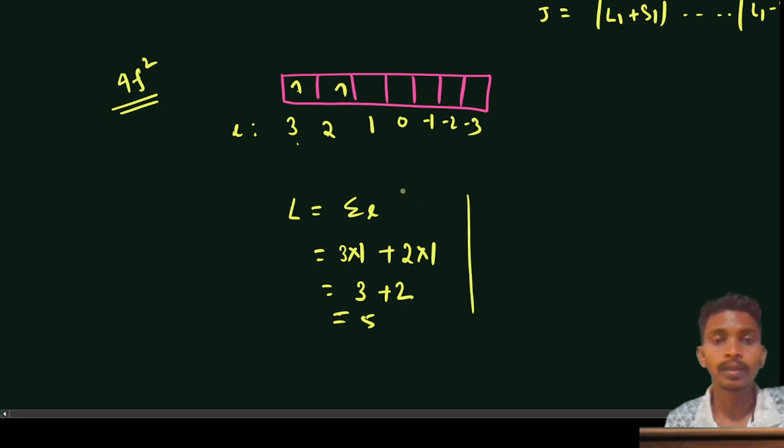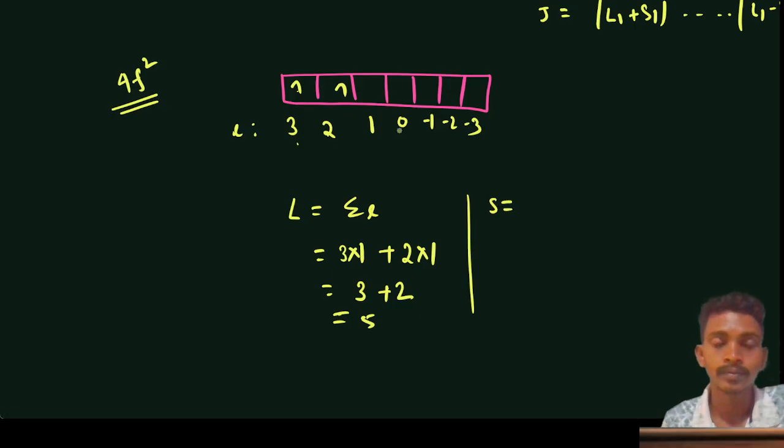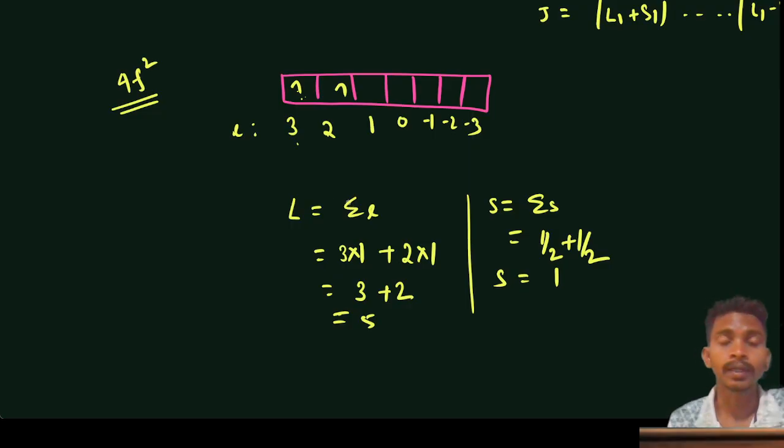Similarly, if I calculate S, since there is one orbit, it is the summation of S values. Here this is half, we calculate only for the unpaired electrons, because the paired electrons cancel out. So half plus half is 1. So S is 1.